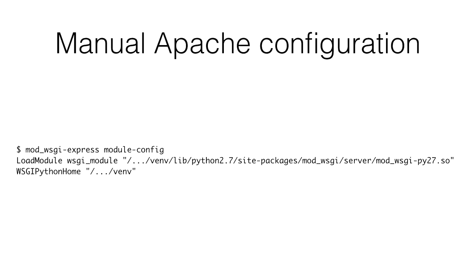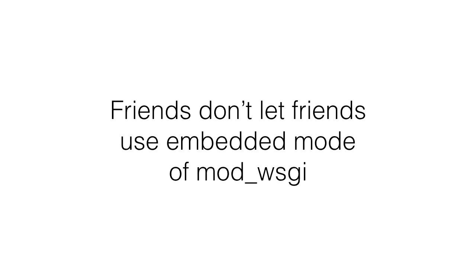What if you still needed to do manual configuration? Pip install mod_wsgi built a module, but how do I get that into my normal Apache? So with mod_wsgi-express, I can run the module-config command. It will dump out some lines that you can then put in your Apache config to load the one you just built into your Apache.